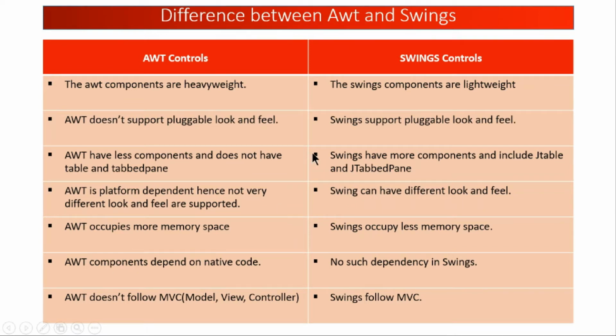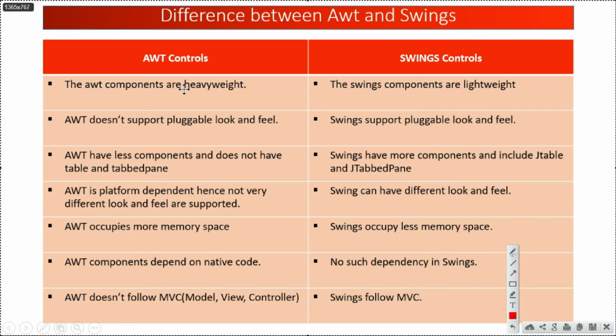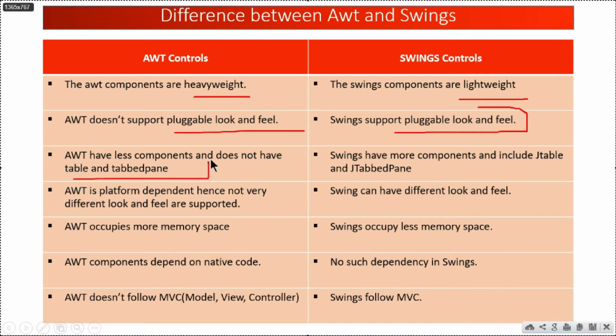Again, I have explained all these. AWT controls are heavyweight, and swing controls are lightweight. AWT does not support pluggable look and feel; swings do support pluggable look and feel. What does that mean? At runtime the values change and the design is better at runtime. AWT doesn't have table and tabbed pane. Just swings have tables and tabbed panes.